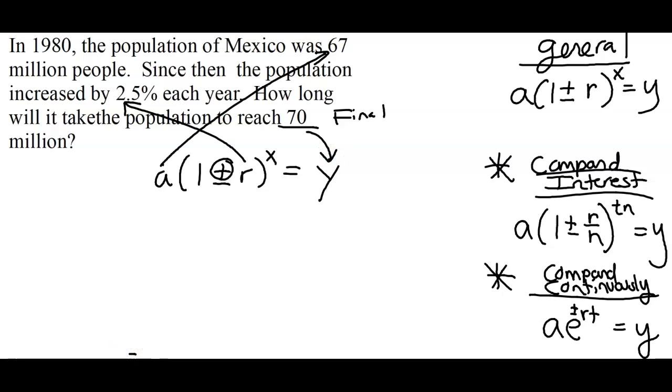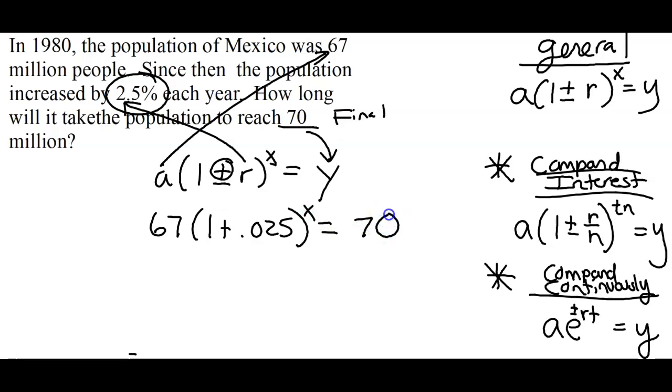That's right. Our goal is we want to find x. X represents how long it takes for that to happen. Okay? So let's go ahead and fill this out. We have 67, 1 plus, what is this in decimals? If you forgot, on your calculator, do 2.5 divided by 100. 0.025. It is 0.025. And over here is a 70, right? So I'm going to go ahead and simplify this.